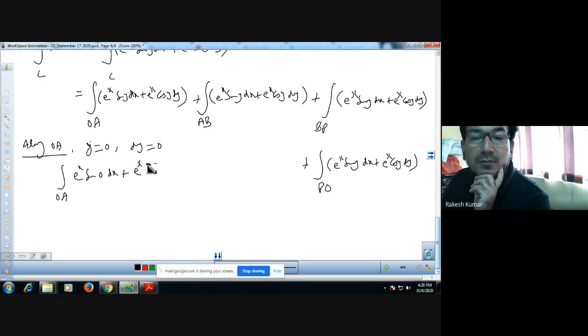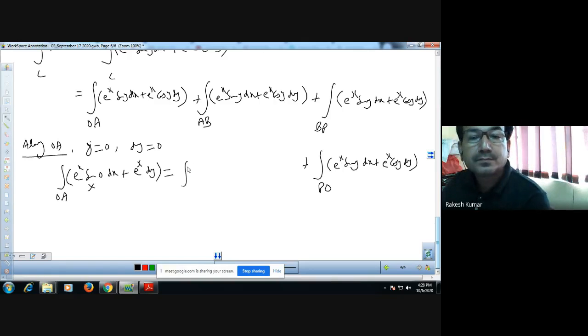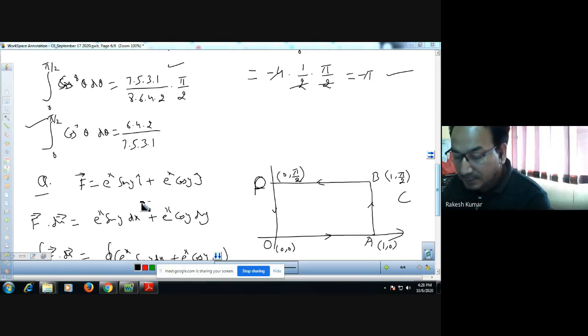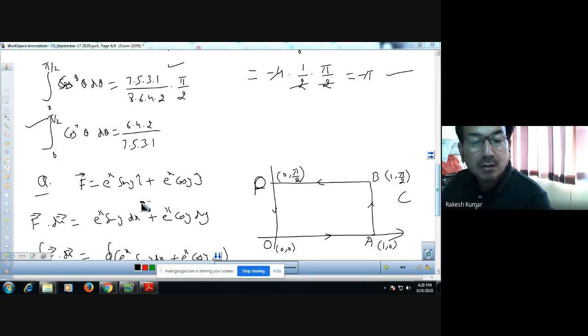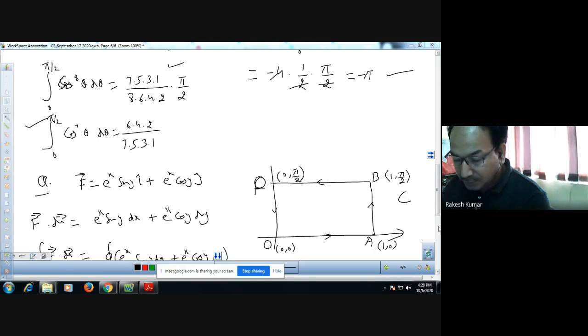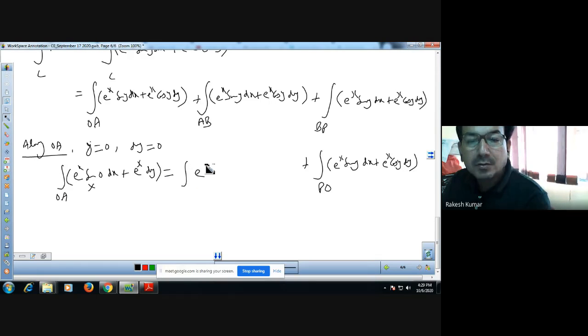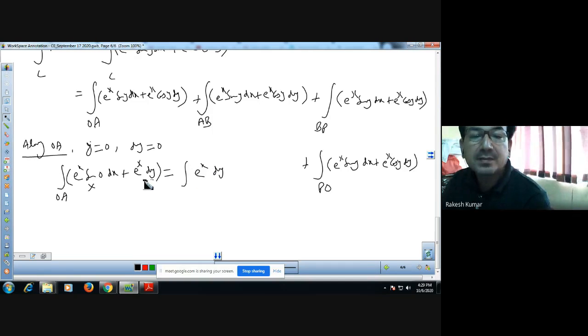It will have cos of 0. Cos of 0 is 1 into dy. And sin 0 is 0, so this will vanish. So ultimately, along OA, we have e power x into dy. This is left to us.